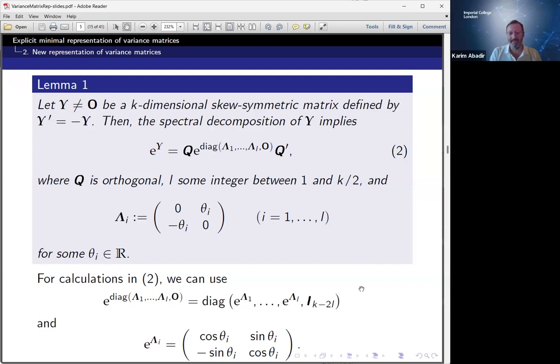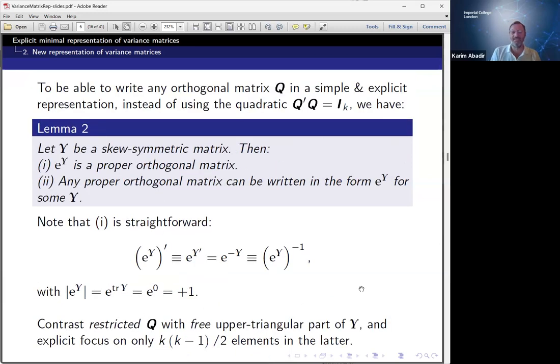So that's a technical lemma that I don't want to dwell on, because what I really want to dwell on is the next one. And the next one is a very useful representation that allows us to write any orthogonal matrix in a very simple representation. The problem with orthogonal matrices is you need to solve a bilinear equation, Q prime Q equal to an identity matrix. And that is not easy to formulate and solve.